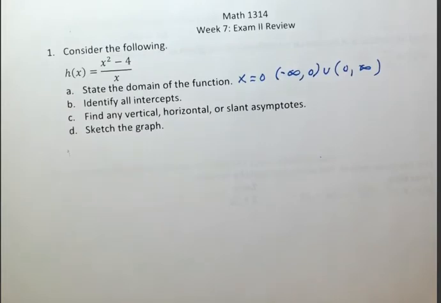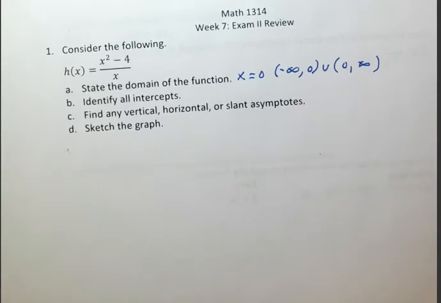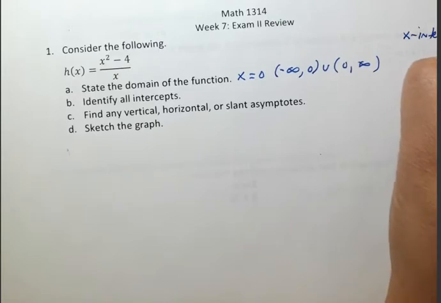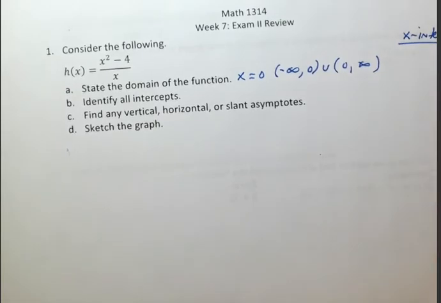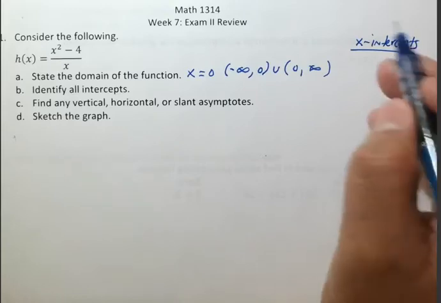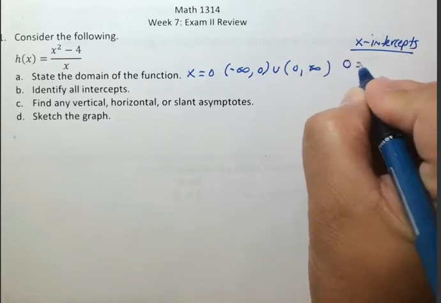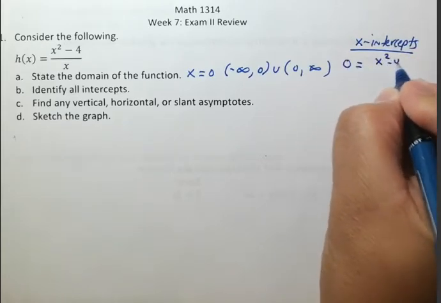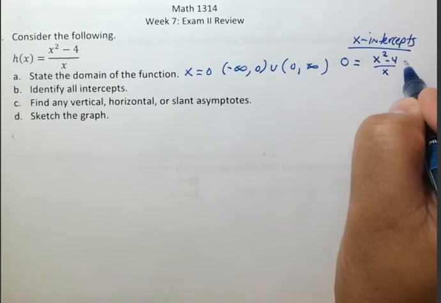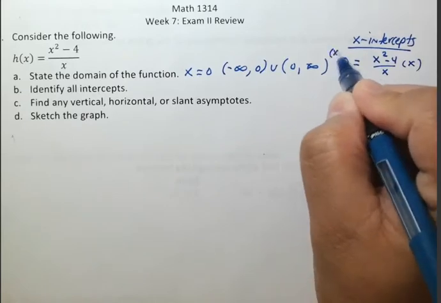Then it says to identify all the intercepts. So we'll start with the x-intercept. I'm going to write it on this side to save space. To find the x-intercept, you set y equal to 0 and then solve for x. So I'm going to have 0 is equal to x squared minus 4 divided by x, multiplied by x on both sides.